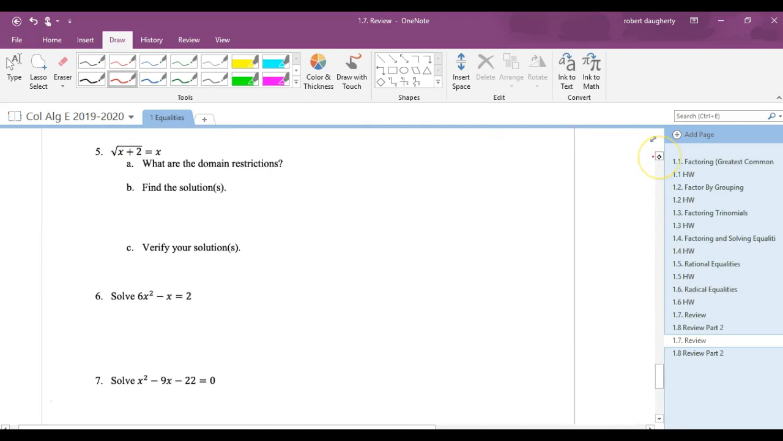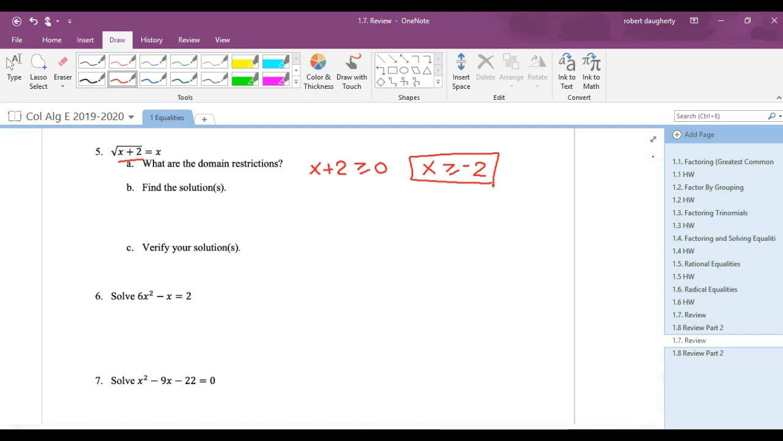Another problem with a square root, okay? What are the restrictions? So you look at what is under the square root: x plus 2. I cannot take the square root of a negative number, so that number needs to be greater than or equal to 0. That means that x needs to be greater than or equal to negative 2. So I'm going to go find answers, and they had better be greater than or equal to negative 2.